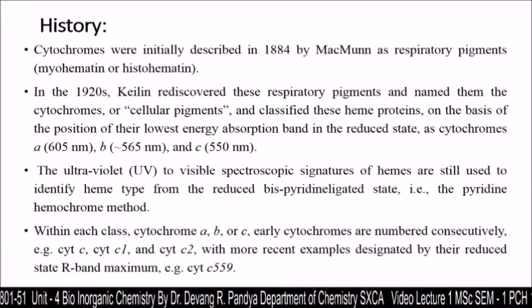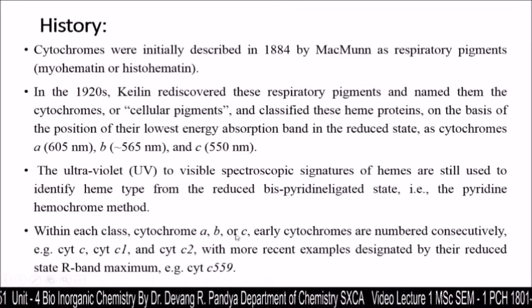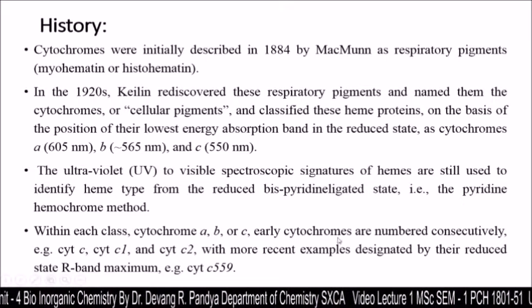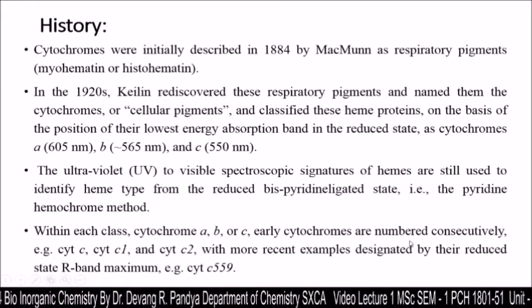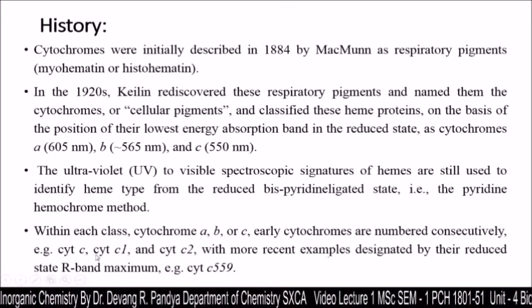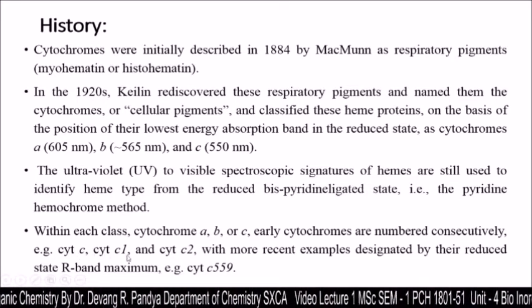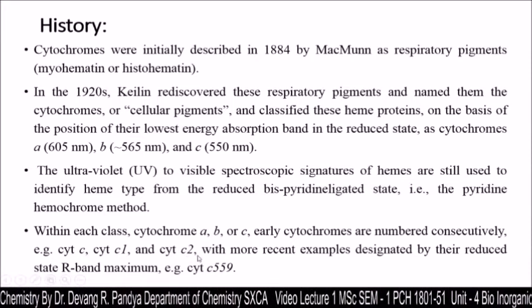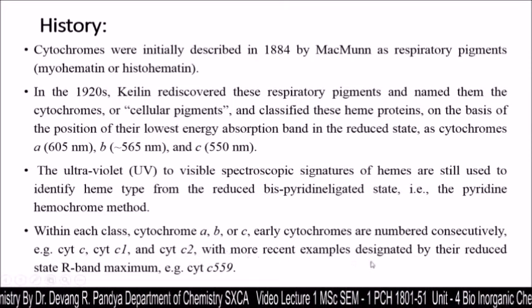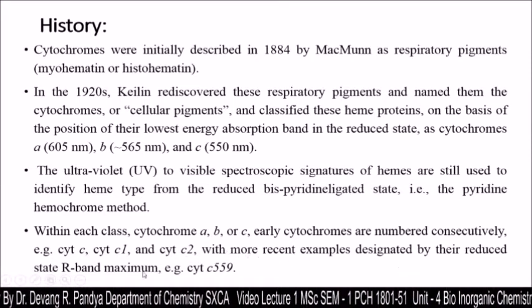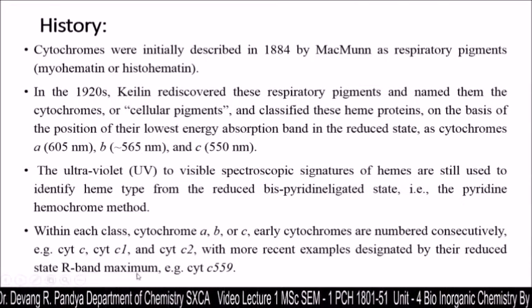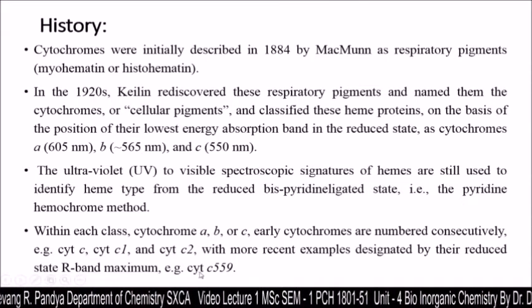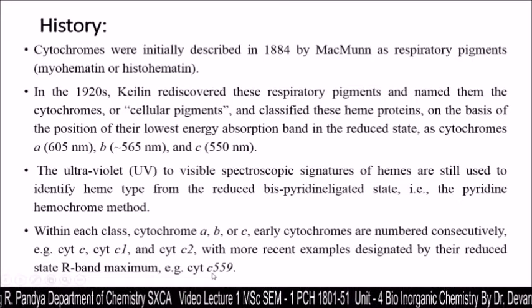Within each class, cytochrome A, B, or C, early cytochromes are numbered consecutively: cytochrome C, C1, C2, with more recent examples designated by their reduced state R-band maximum, that is cytochrome C559.